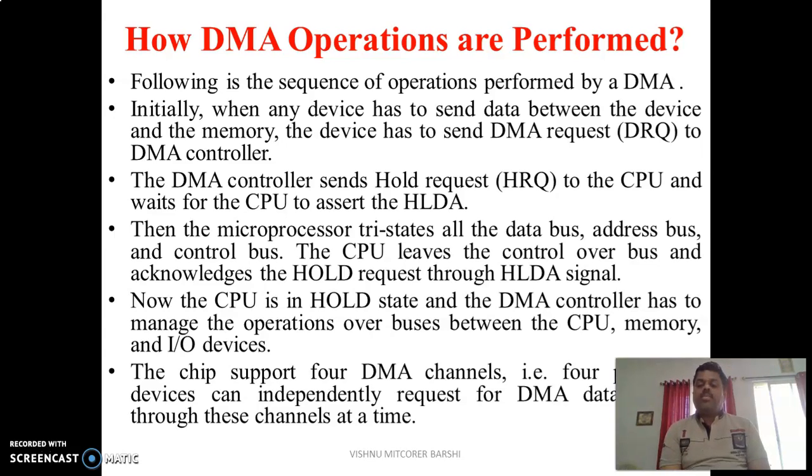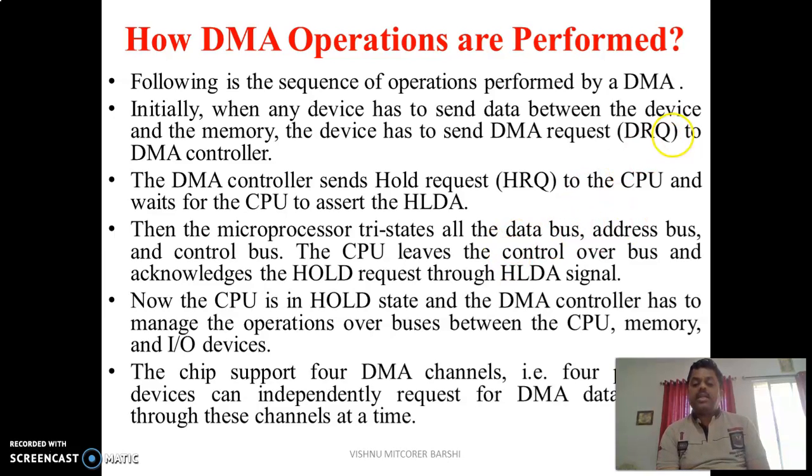Now, how are the DMA operations performed here? There is a sequence for the performance of the DMA controller. Initially, when any device has to send data between the device and the memory, the device sends a DMA request, DRQ, to the DMA controller. The DMA controller sends the hold request HRQ to the central processing unit and waits for the CPU to assert the HLDA. Then the microprocessor tri-states all the data bus, address bus and control bus.